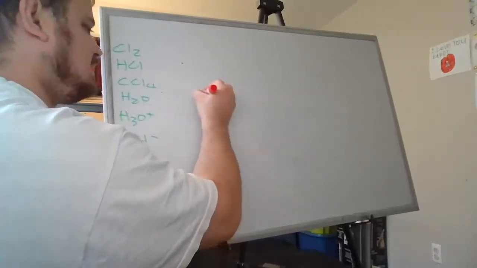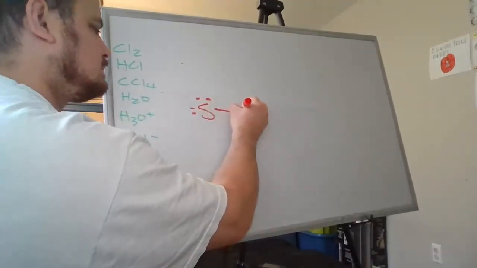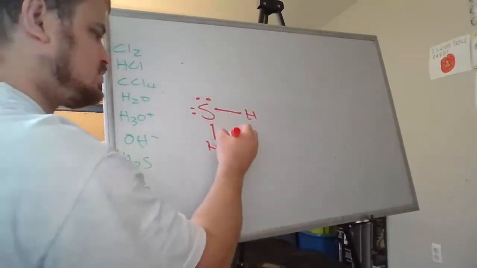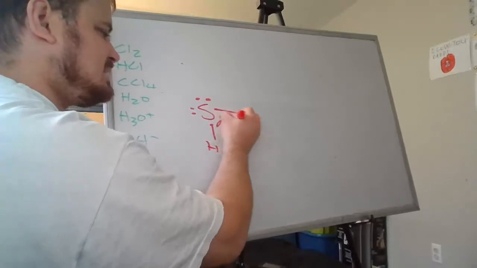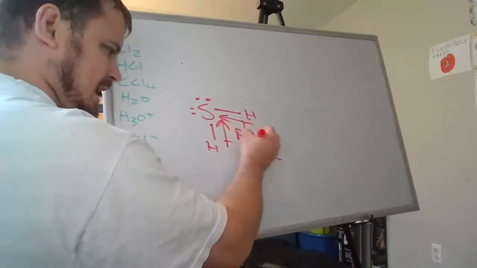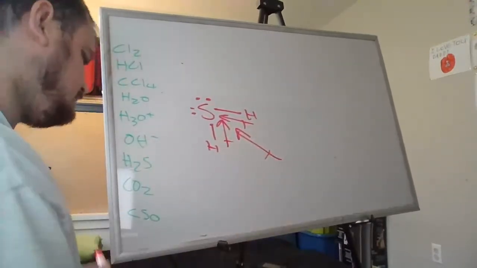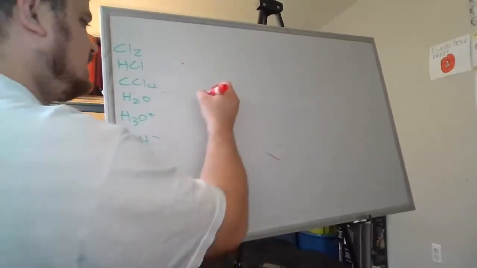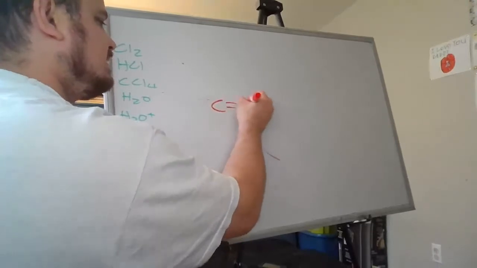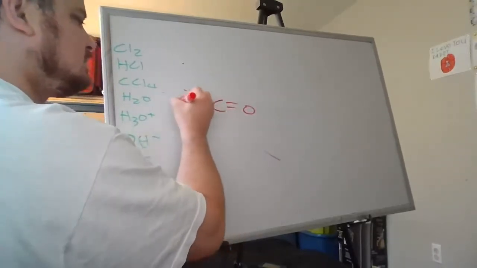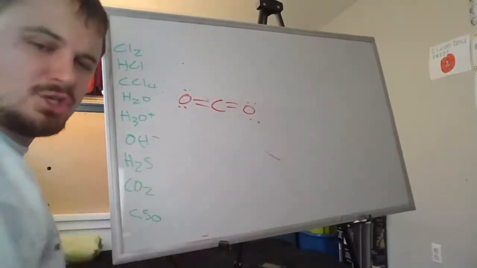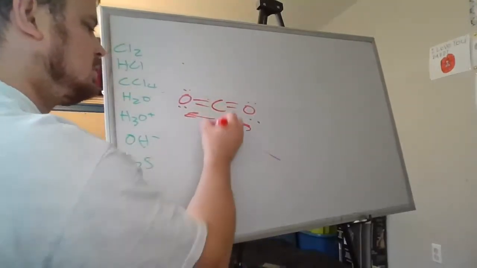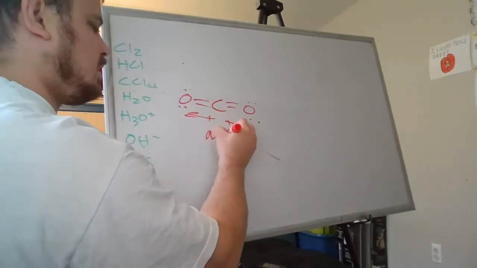H2S, this is going to be exactly like H2O. Same exact situation. S beats H, S beats H. Final dipole moment looks like that. We have 2 more. So CO2. C's out of electrons, so they get to be linear. So it goes towards O, and that cancels out, so it's nonpolar.